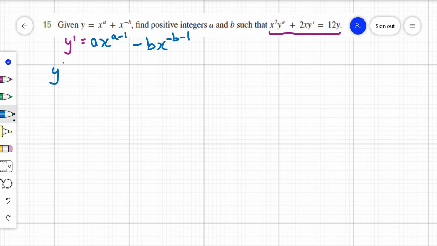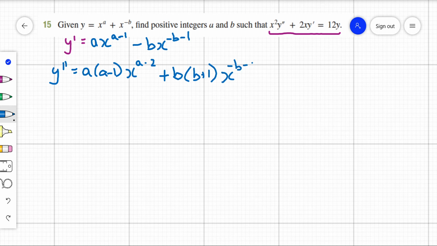What would y double dash be? So I would have a times a minus 1, x to the a minus 2, and here I would have minus b times minus b plus 1, x, this would now be minus b minus 2. Alright, if I put all that in this equation, let's see what we get.